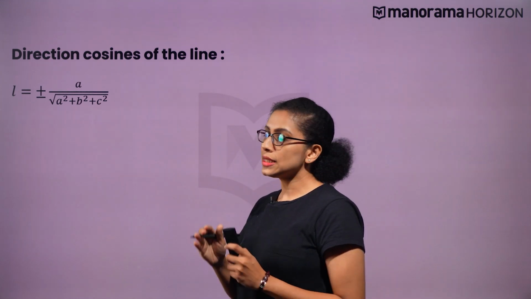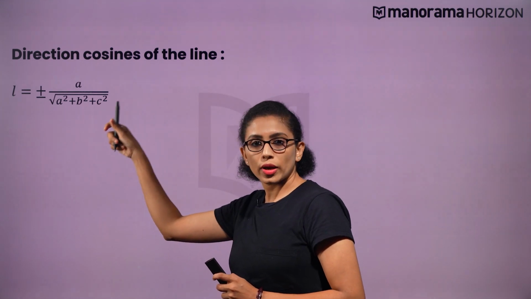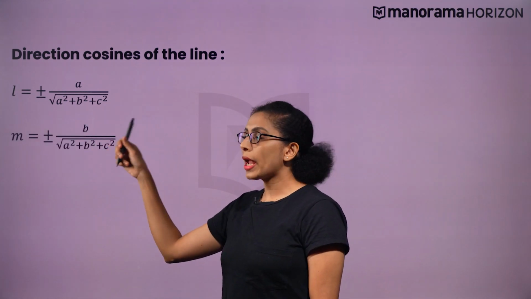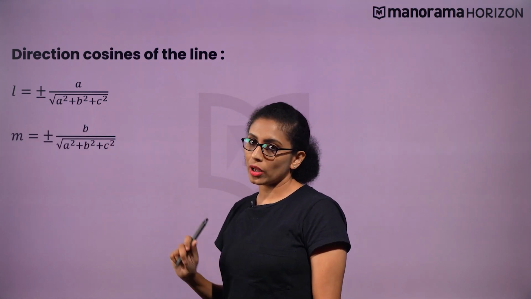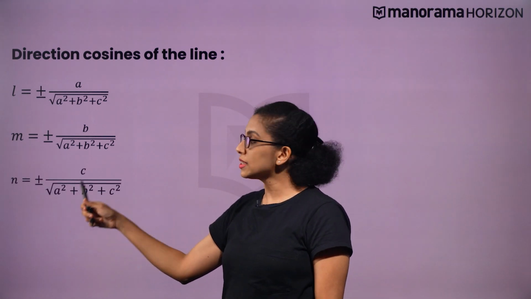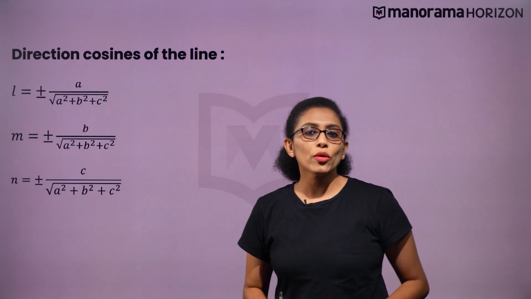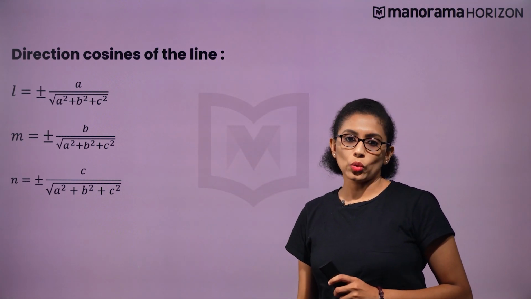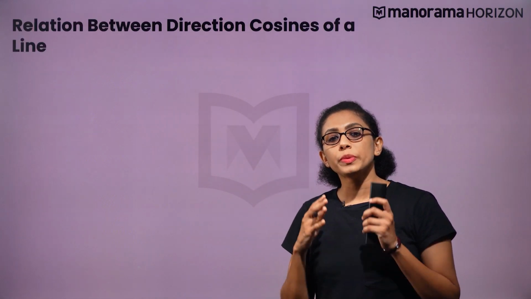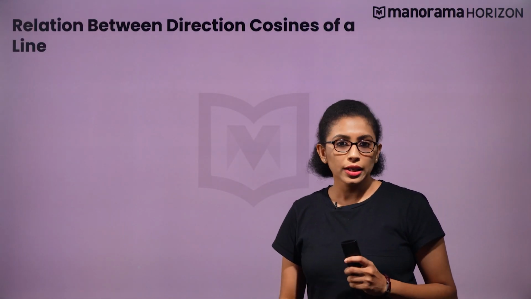Hence, we can say that the direction cosines of the line are L equal to plus or minus A by square root of A square plus B square plus C square, M equal to plus or minus B by root of A square plus B square plus C square, and similarly N as plus or minus C by root of A square plus B square plus C square.